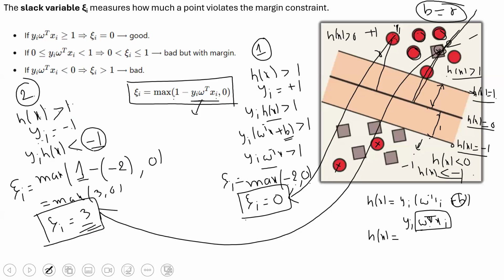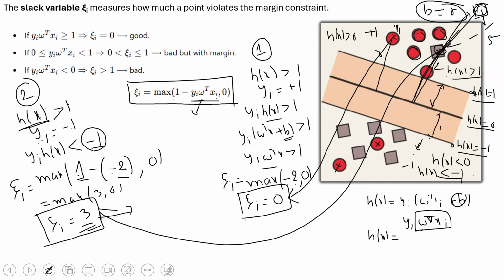If it is going far from this point, what happens? h of x will further increase. Let's suppose for this case, h of x is considered as 2. For this case, h of x will become, let's suppose, 5. So 1 minus of minus 5 will become 6. Slack will become 6. As the points move much further away from this hyperplane, the slack value is increasing for the misclassified points.